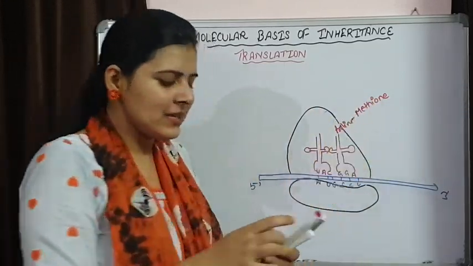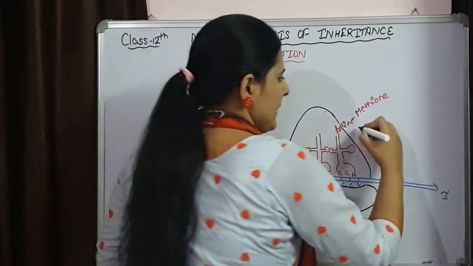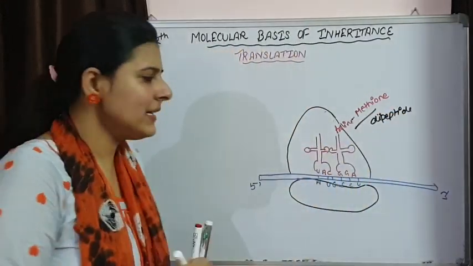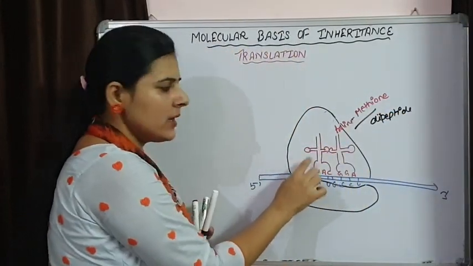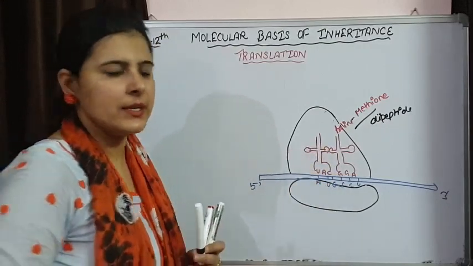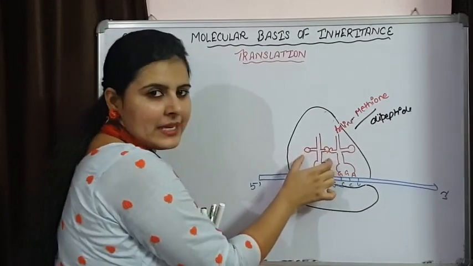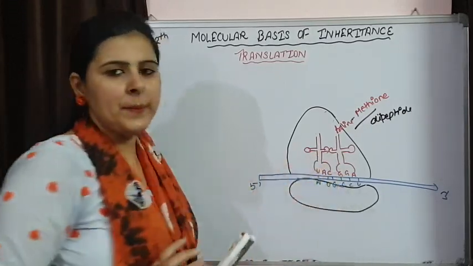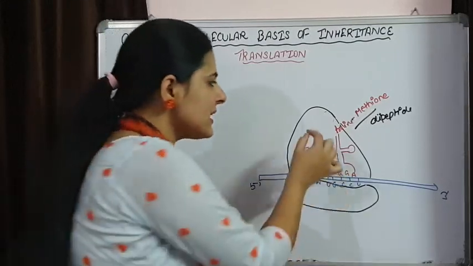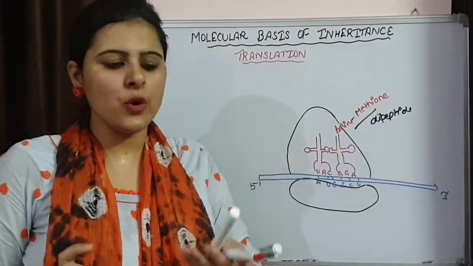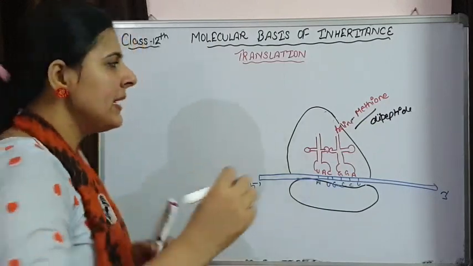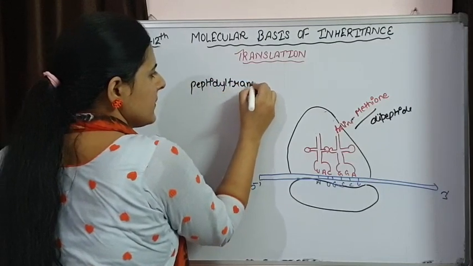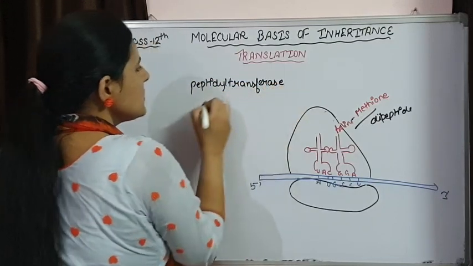Now this tRNA is containing a dipeptide and this one is empty. Here no amino acid is present. Now this tRNA is uncharged tRNA. So this is how the peptide bond is forming. This reaction, the formation of the peptide bond, is catalyzed by an enzyme, that is peptidyl transferase, and here energy is not consumed.